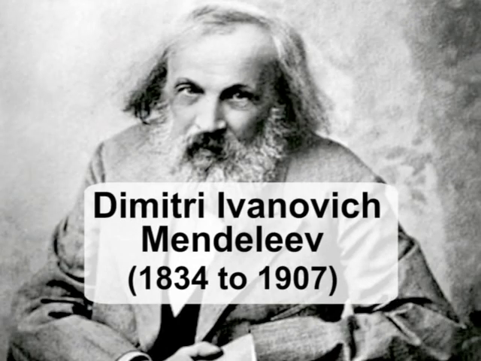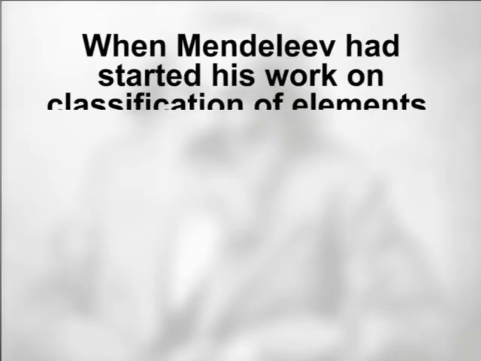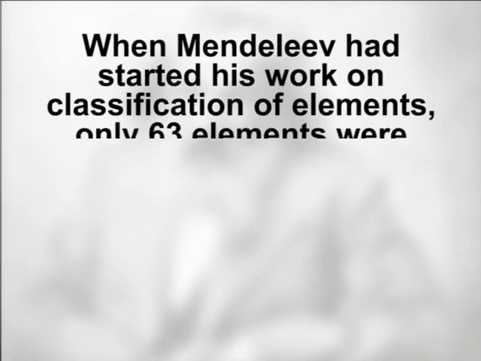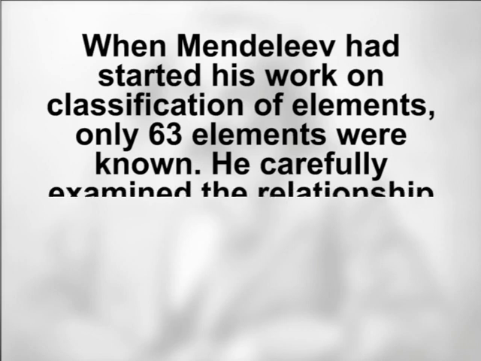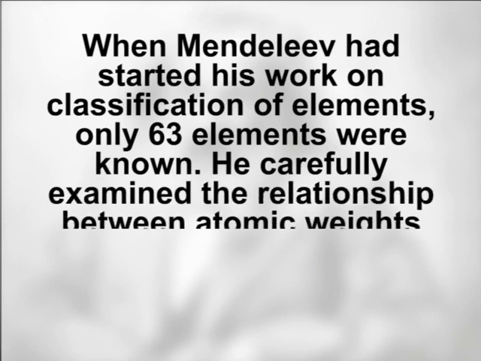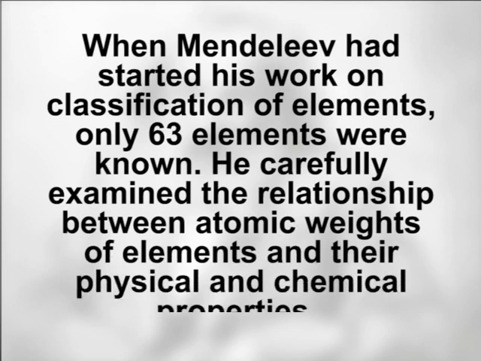Dmitry Ivanovich Mendeleev, 1834 to 1907. Mendeleev is called the father of the periodic table. When Mendeleev started his work on classification of elements, only 63 elements were known. He carefully examined the relationship between atomic weights of elements and their physical and chemical properties.